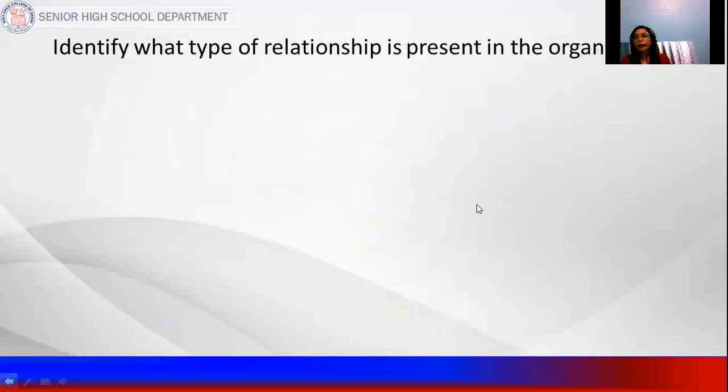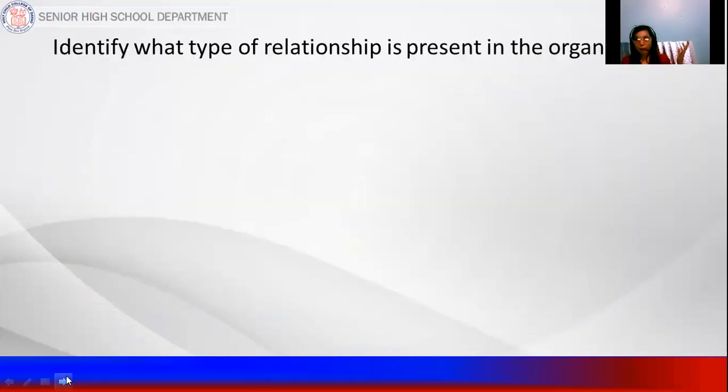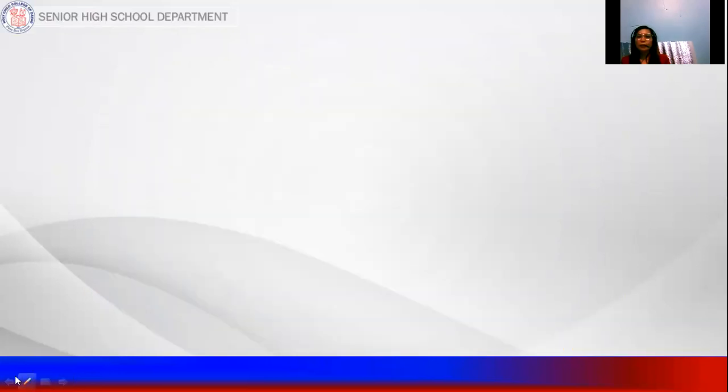So far we are done discussing what heterotrophs and autotrophs are, and also the symbiotic relationships present in an ecosystem. Let's find out if we learned something from the discussion. What type of relationship is present in this organism? You can give your answer. I covered the answer.